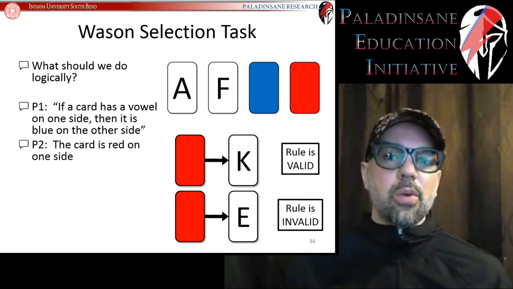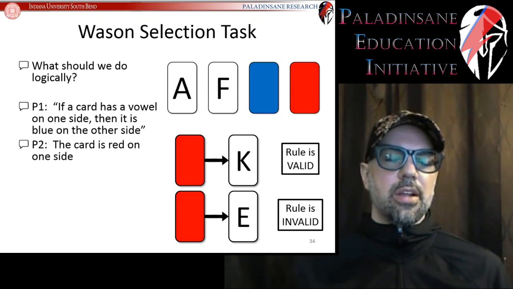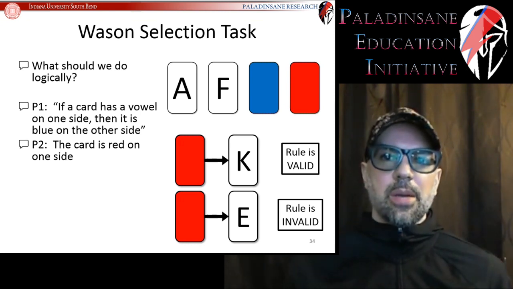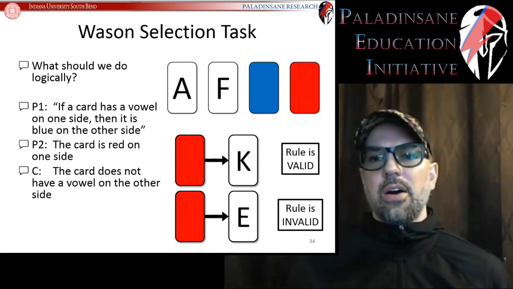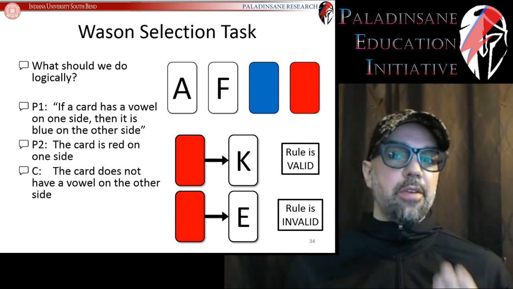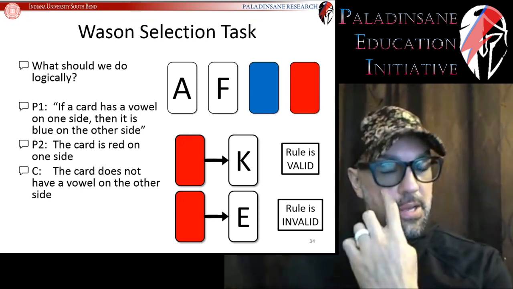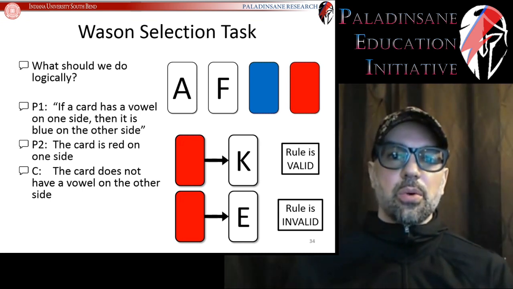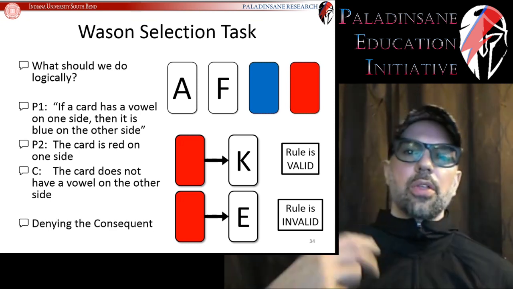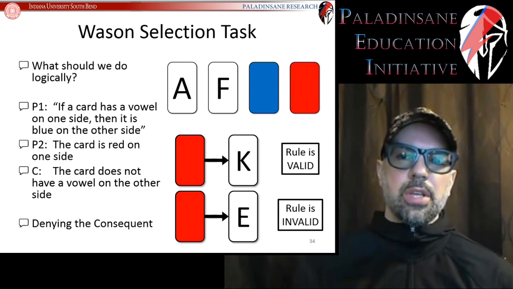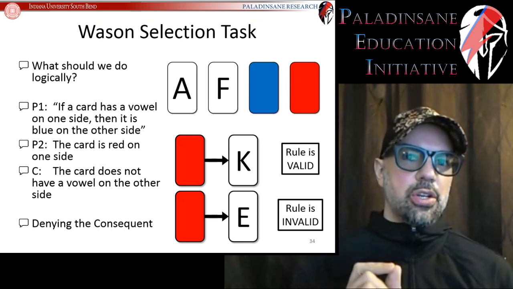Because if it has a vowel on one side, it has to be blue on the other. So those two premises guarantee that the card does not have a vowel on the other side. If we flip it and find a vowel on the other side, then we find a violation of the rule, and this is the valid argument denying the consequent. So those are the two things that we should do. What about the things that we shouldn't do?